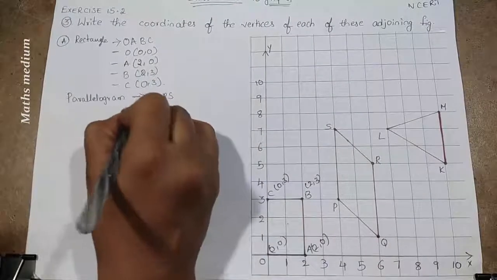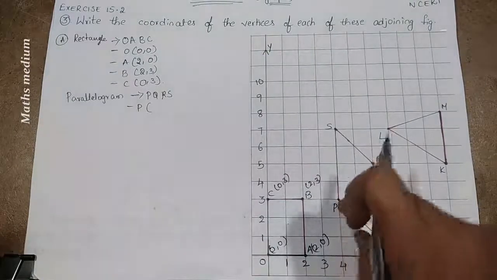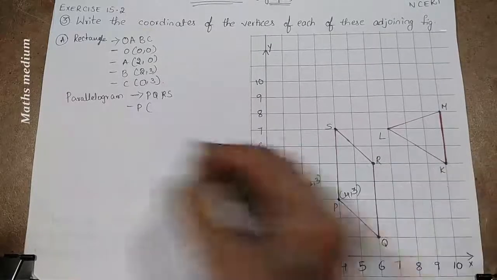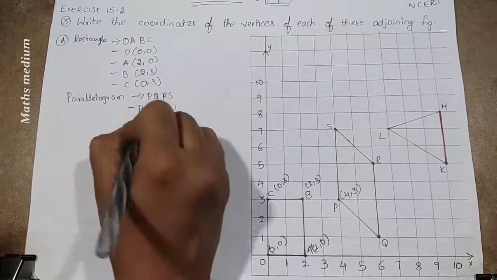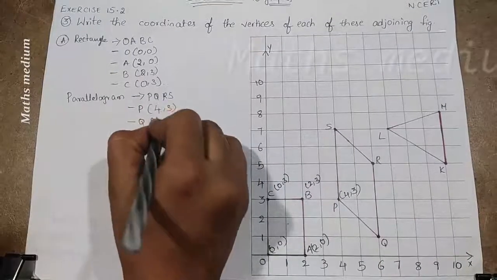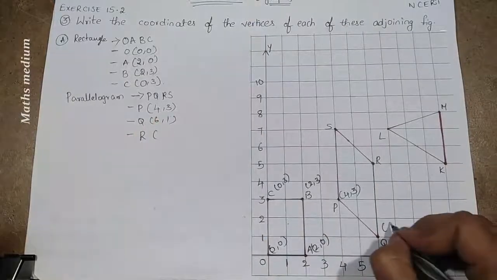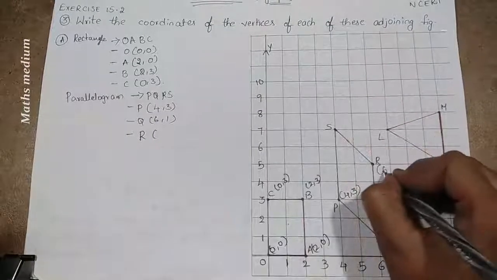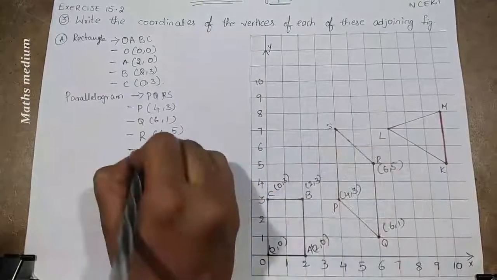Now at P, from the x-axis we have 4, from the y-axis we have 3. So we can write it as 4 comma 3. On Q point, see, Q is 6 and this is 1. So 6 comma 1. I forgot to write it, 6 comma 1. Next R. Similarly 6, 5. So this is 6 comma 5.